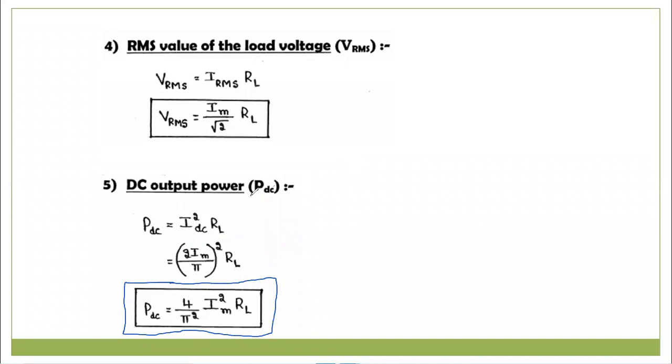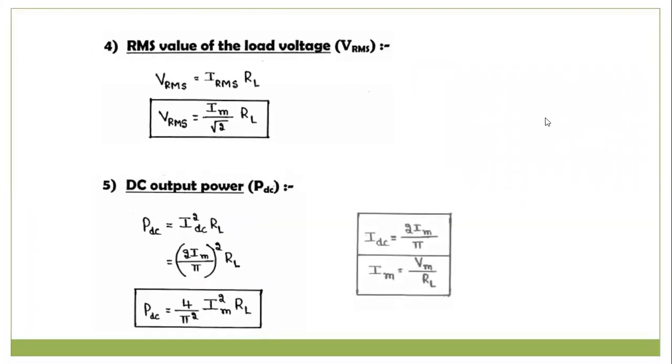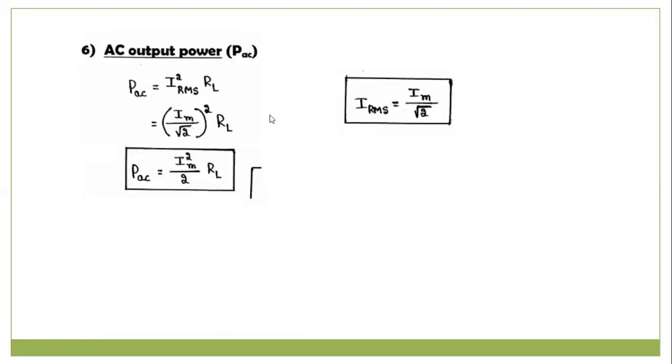Once we have the DC power, we'll go for calculating the AC power. These are the formulas we have used: IDC is nothing but 2 Im by pi, and if you want to replace Im, Im is nothing but Vm by RL. So now we'll proceed with calculating another formula.